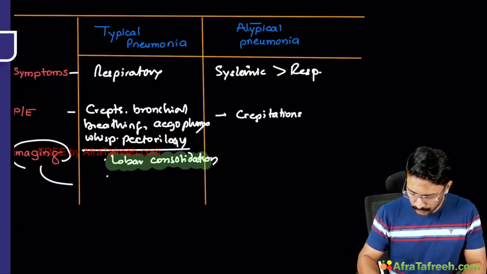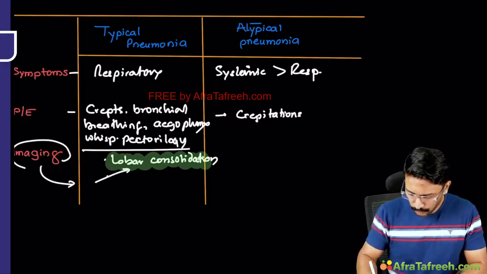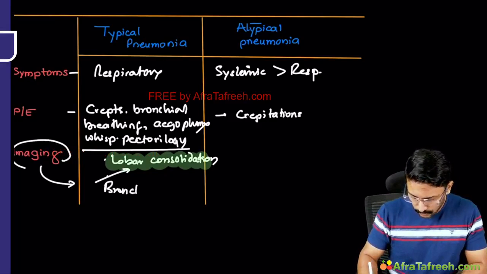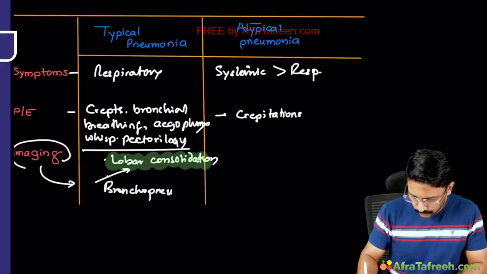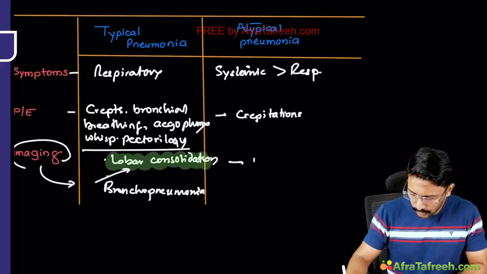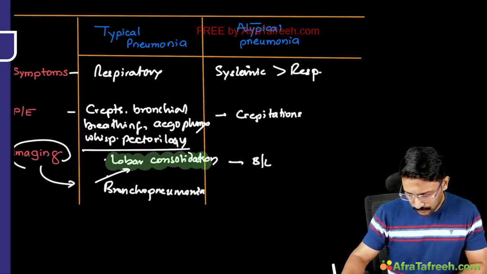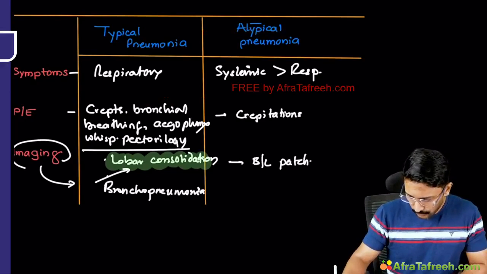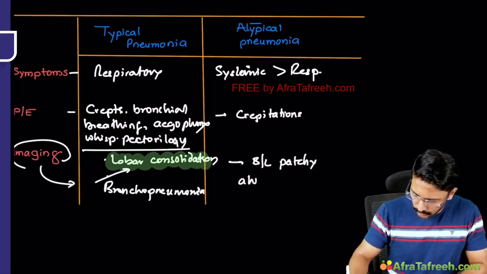The imaging in case of the typical pneumonia would either show, as I have already told you, lobar pneumonia or bronchopneumonia. On the other hand, in atypical, it would show often bilateral, patchy, alveolar infiltrates.